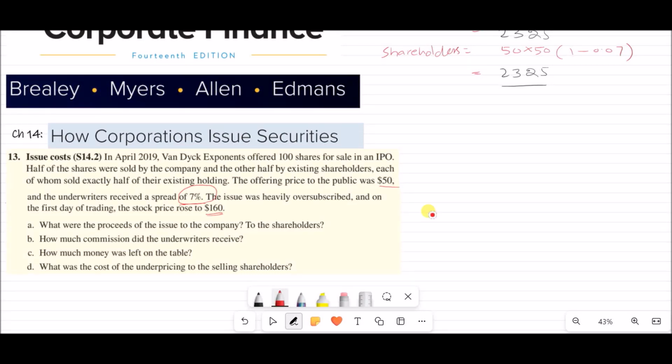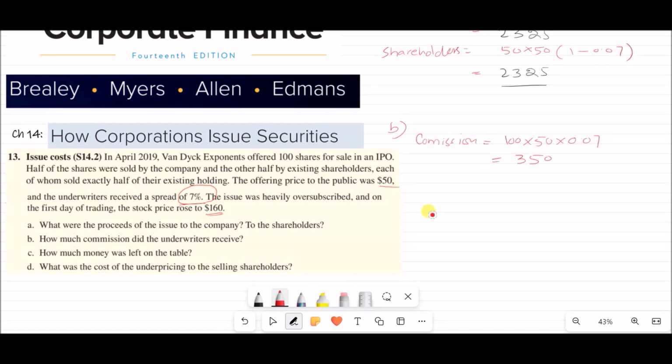So in total, to calculate the commission, we can see that in total 100 shares were offered to the public. Each share was priced 50 and the underwriter commission was 7%. So by solving these numbers, we can get the commission, which will be 350, half of which was paid by the shareholders and half by the company. So this is our part 2.